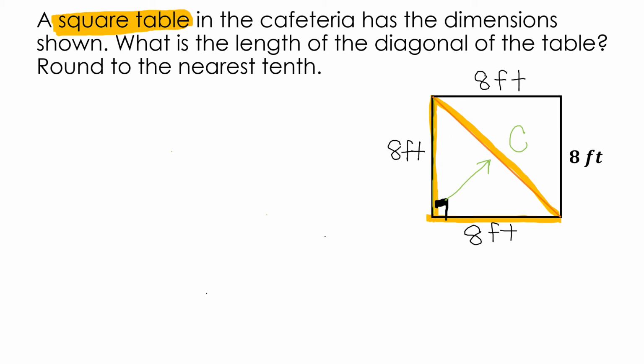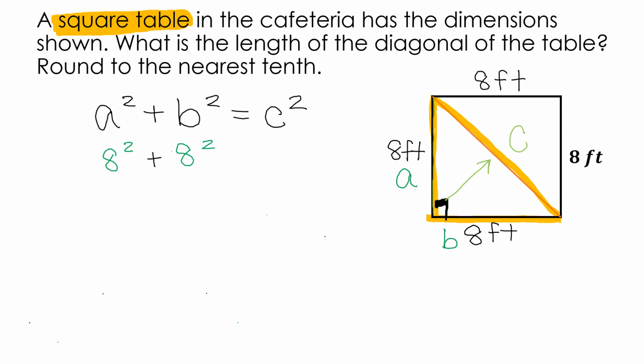Let's go ahead and write down our Pythagorean theorem. A squared plus B squared equals C squared. Since A and B are the same number, it doesn't really matter where you plug them in, but I'm going to go ahead and label my A and B on my triangle just to keep it consistent. A equals 8 squared. Our B value is also 8. And that will help us determine our C squared value.